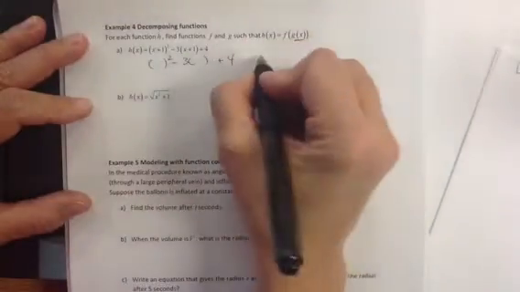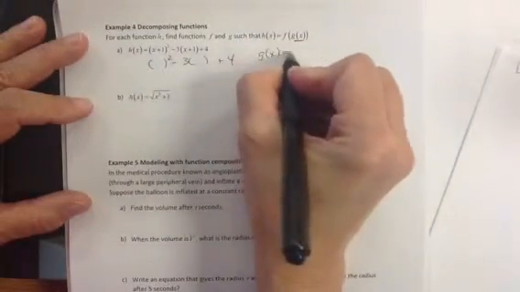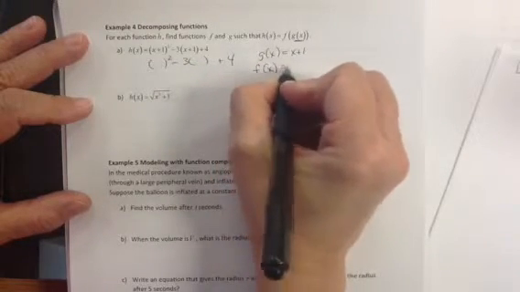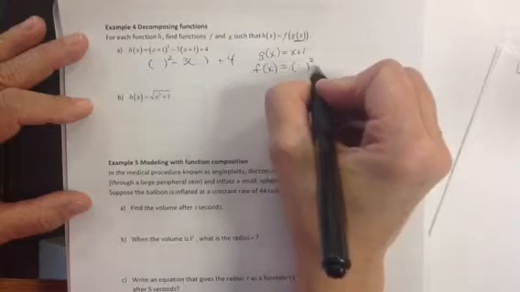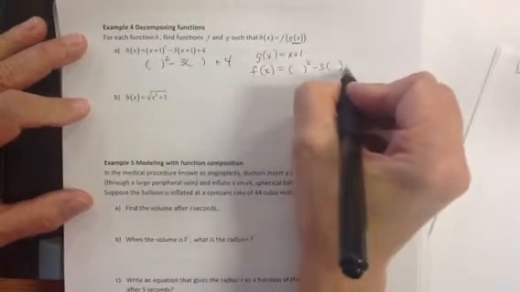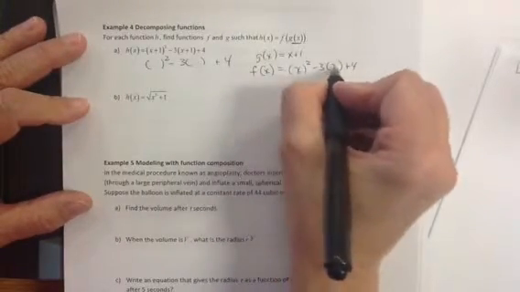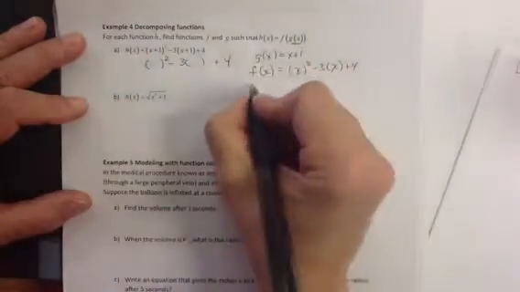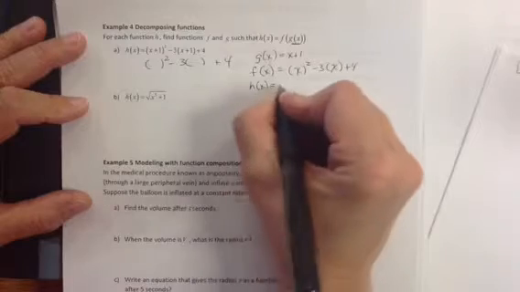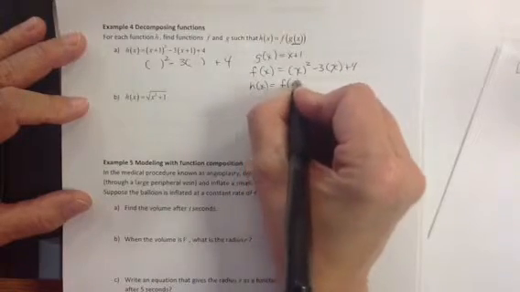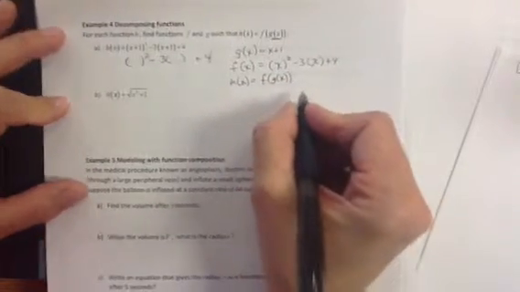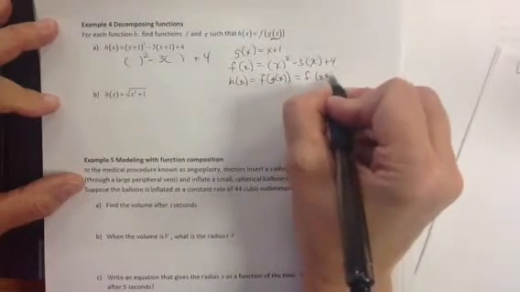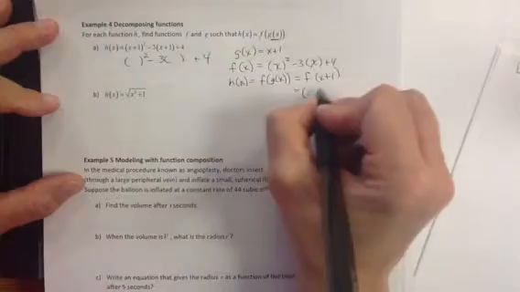I'm going to guess that g of x is x plus 1. And then I'm going to say that my f of x is whatever this is squared minus 3 times whatever this is plus 4. Well, let's just call it x for now. And I want to see if I get this. Well, let's test this out. If this is true, f of g of x, then what I should get is x plus 1, and then I plug it into here.